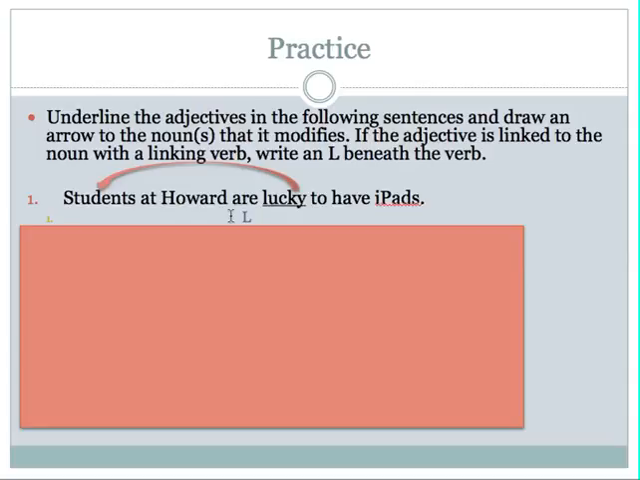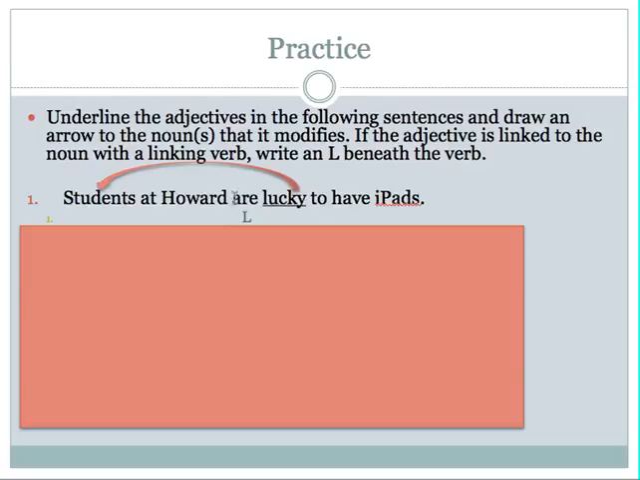In our practice, what I need you to do now is to underline the adjective or adjectives in the following sentences and to draw an arrow to the noun or nouns that it modifies. If the adjective is linked to the noun with a linking verb, then write an L beneath the verb. So here's our example. Students at Howard are lucky to have iPads.